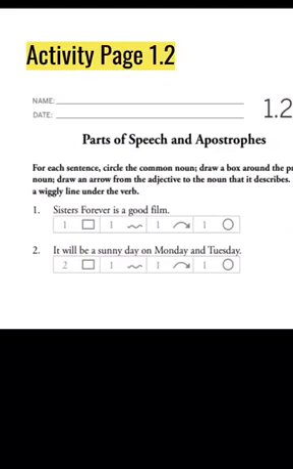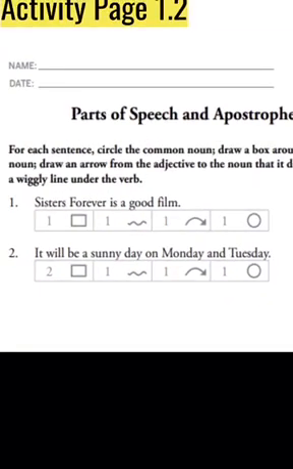Well, that is how many times you're going to draw that symbol. So for example, you're going to draw a box once. That means you have one proper noun in there. You're going to draw a wiggly line once. That means you have one verb. You're going to draw an arrow once. That means you have one adjective. You're going to draw a circle once. That means you have one common noun.